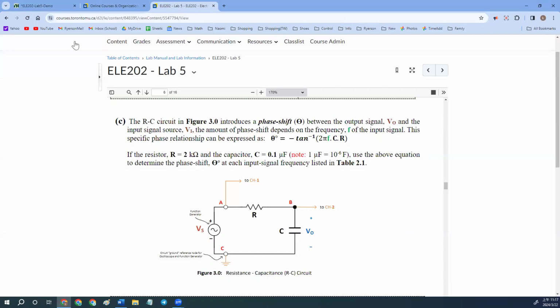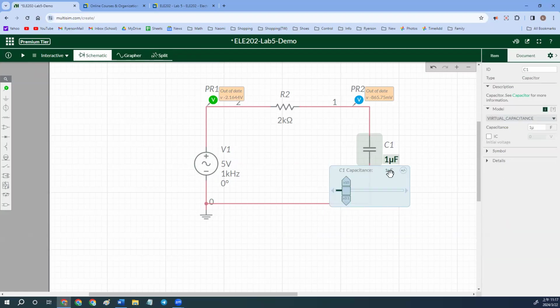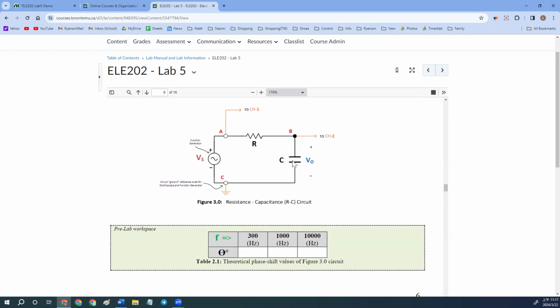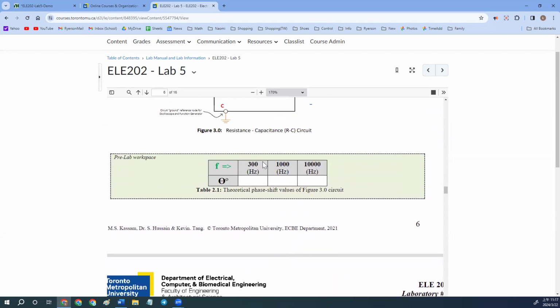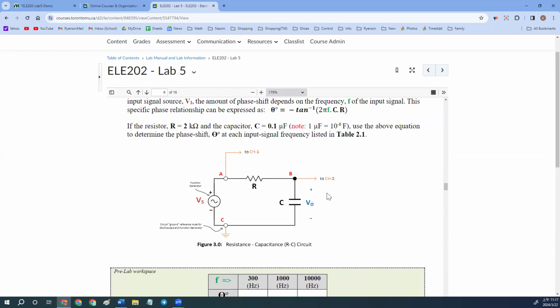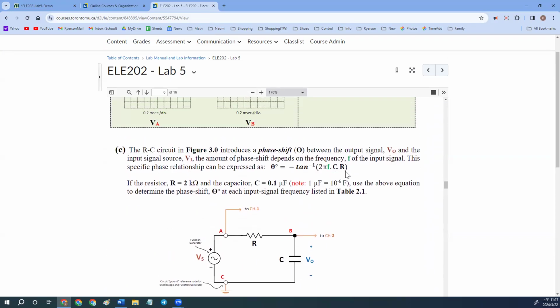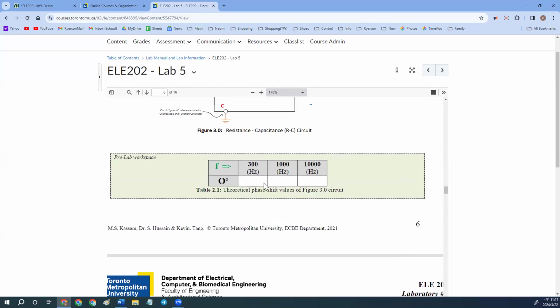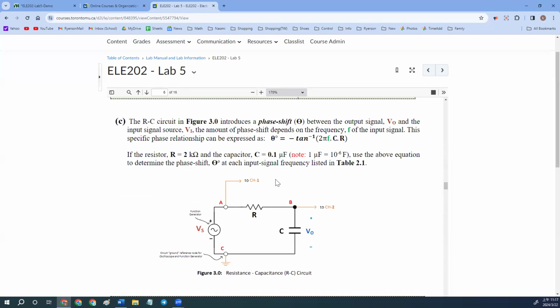And the capacitor is 0.1. So we're going to decrease it to 0.1 uF. All right. The function generator part, we're going to see it. Does it say anything? Okay, so we have 300, 1,000, and 10,000. We need to know the... Okay, this one is only asking us to calculate the phase, right?